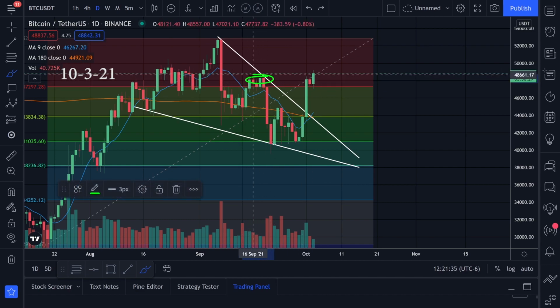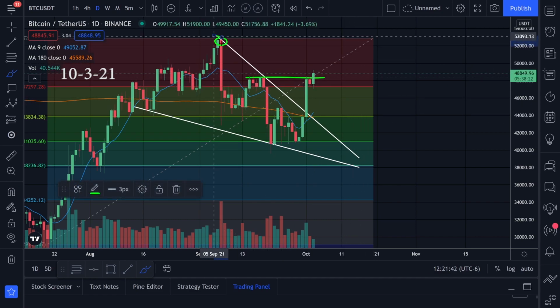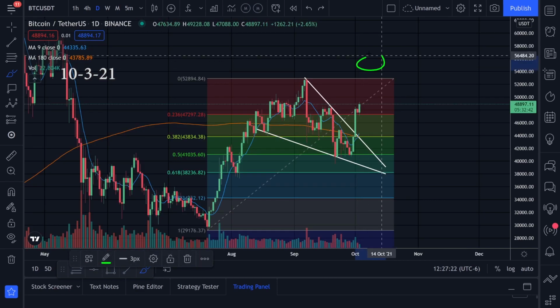As you can see, we came up and hit our first target. It looks like we're actually breaking through out of this area right now. So I'm thinking maybe we can start targeting this next previous resistance sitting around 52,700. What I really want to see us do is set a higher high.